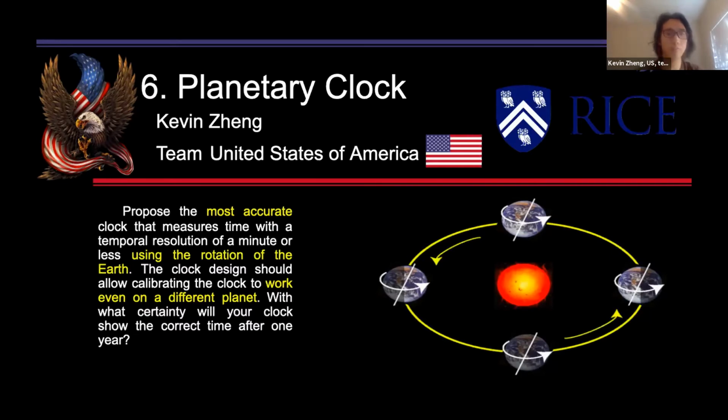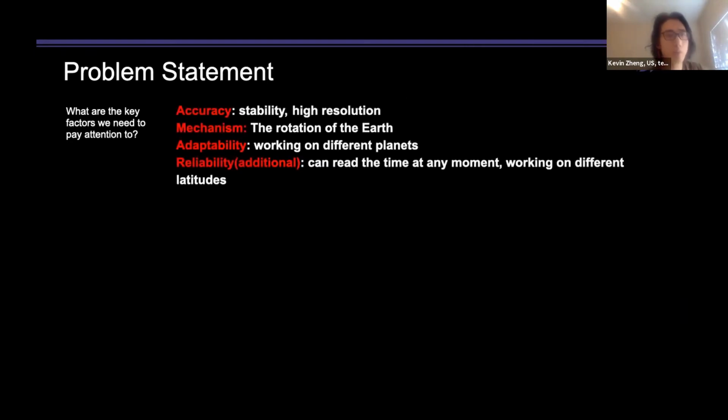So I highlighted some important points here in the yellow font. Let's rephrase the problem statement and find out some key points that we want to pay attention to. First, we want the clock to be accurate. By that, I mean it needs to be stable, and we need a high resolution, which is 1 minute. And the mechanism needs to be closely related to the rotation of the Earth or the planet that it is working on.